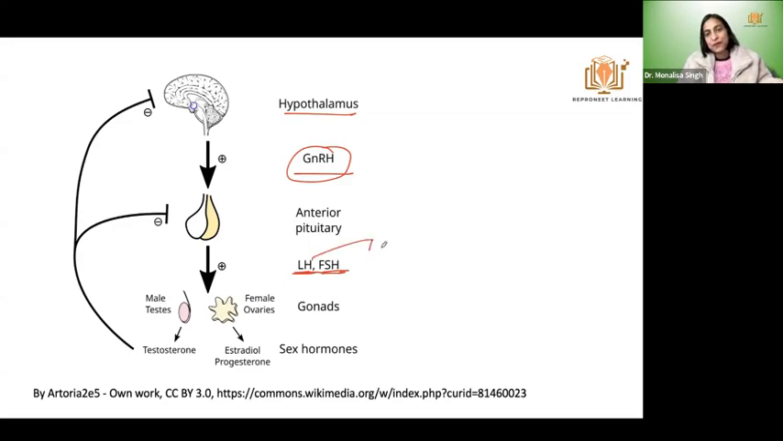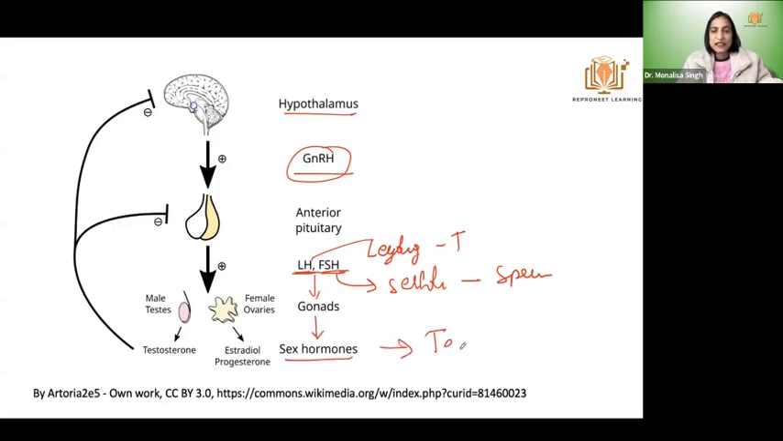LH acts on Leydig cells to secrete testosterone. FSH acts on Sertoli cells for support of spermatogenesis. So we need all of this for spermatogenesis. These will act on the gonads, and the gonads will synthesize sex hormones. Which sex hormone is there in the males? It is testosterone.